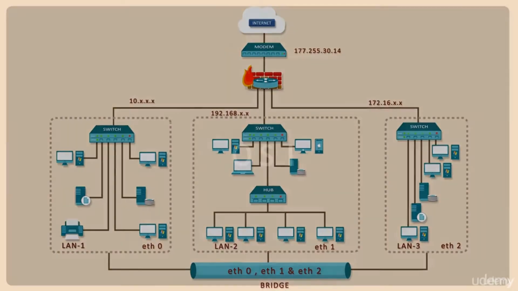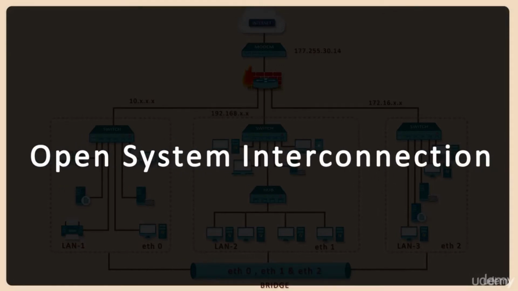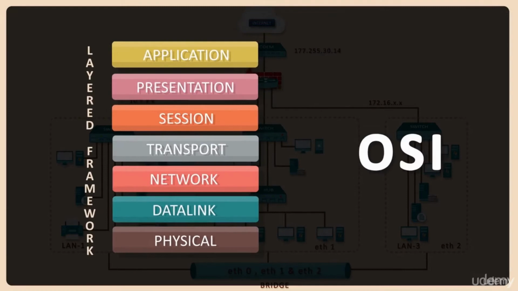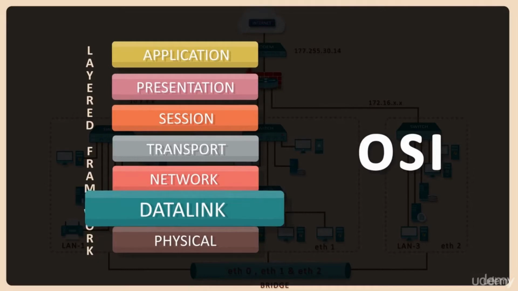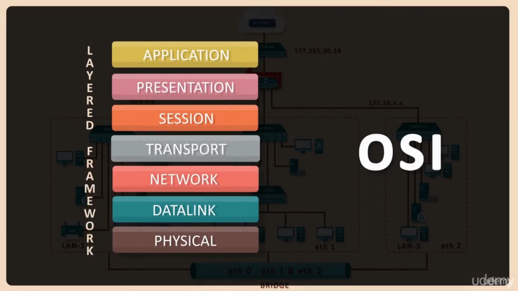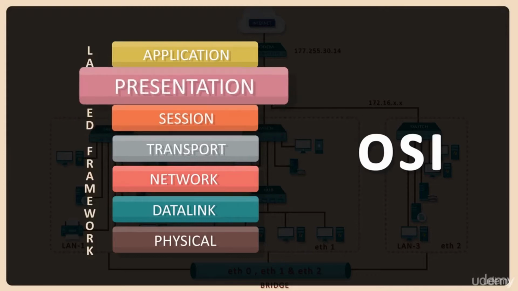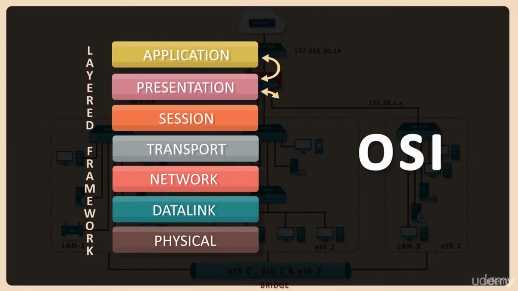different architectures, OSI, the Open System Interconnection Model, was introduced. OSI defines a layered framework for the travel of data from one system or network to another. It has seven layers: physical layer, data link layer, network layer, transport layer, session layer, presentation layer, and application layer. Each layer in this model performs its respective tasks by communicating with the layers above and below it.